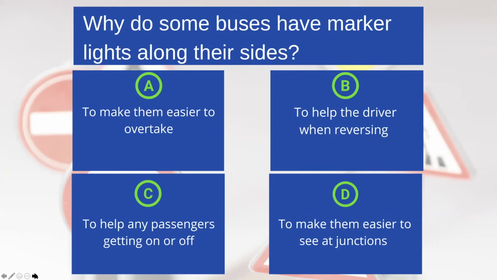Why do some buses have marker lights along their sides? So what do you think the answer would be here? Would it be to make them easier to overtake, to help the driver when reversing, to help any passengers getting on or off, or to make them easier to see at junctions? They'll have lights, buses will have lights at the front and the back of them to help traffic behind and traffic ahead of them, but the marker lights along their sides is going to make them easier to see at junctions. So the answer here would be D.